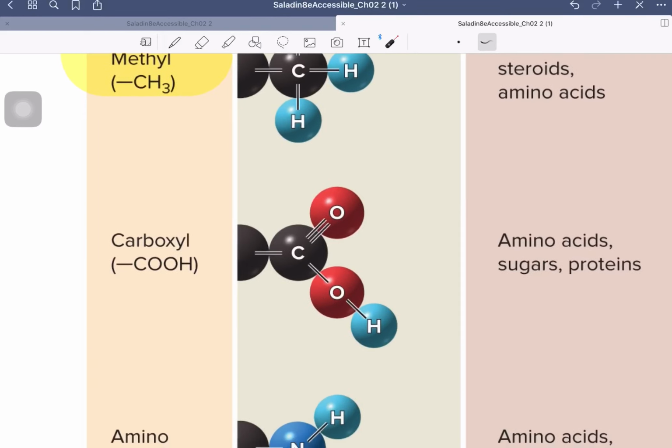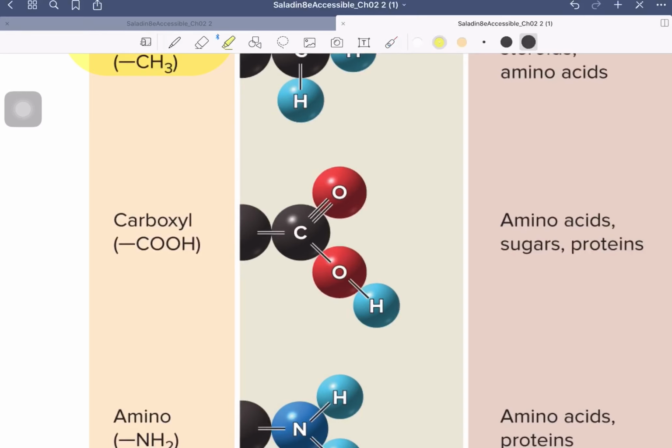The next group is the carboxyl group, and that's represented by a C, 2 O's, and an H. And you can see it here. Here's a carbon attached to oxygens. You notice in this case it's a double bond to this oxygen, and then a bond here to this oxygen, and here we have a hydrogen right there. So that gives us the carboxyl group, which is COOH. And amino acids, sugars, and proteins is where we tend to see this.